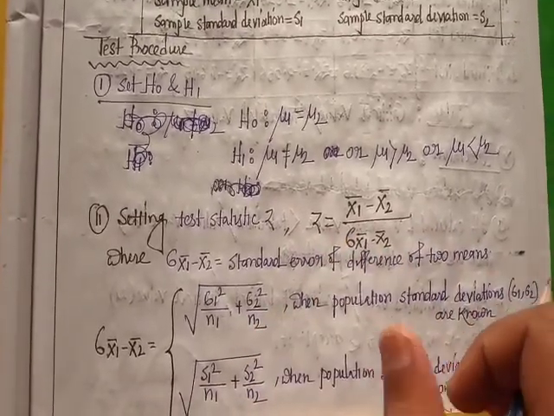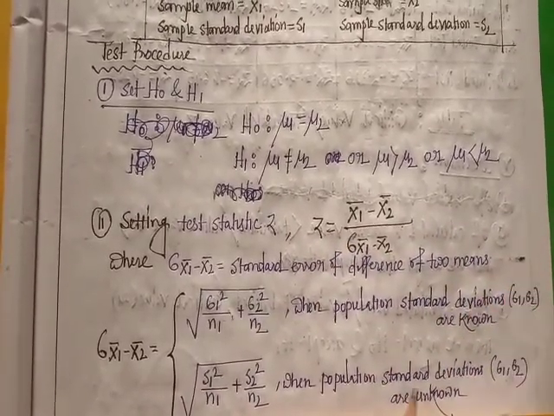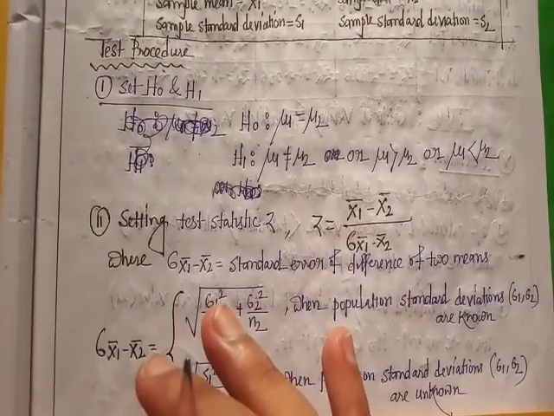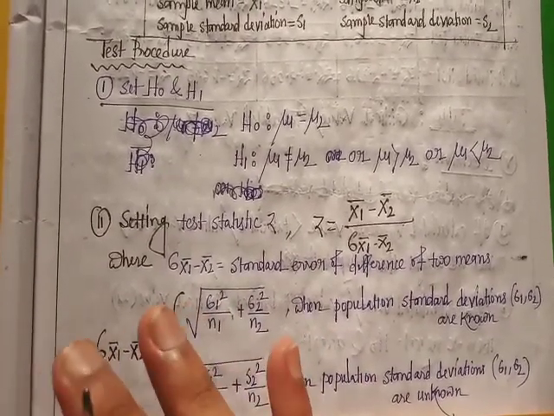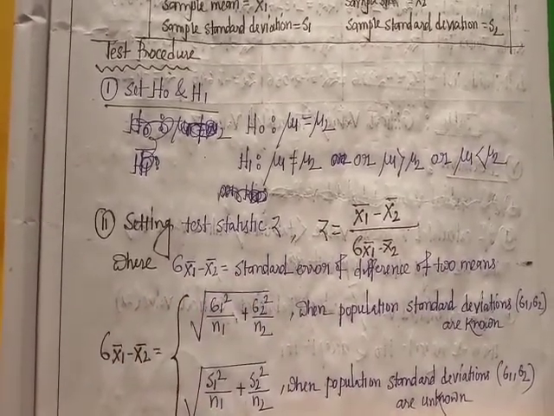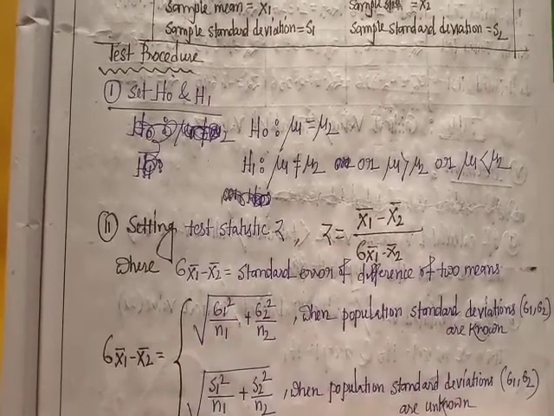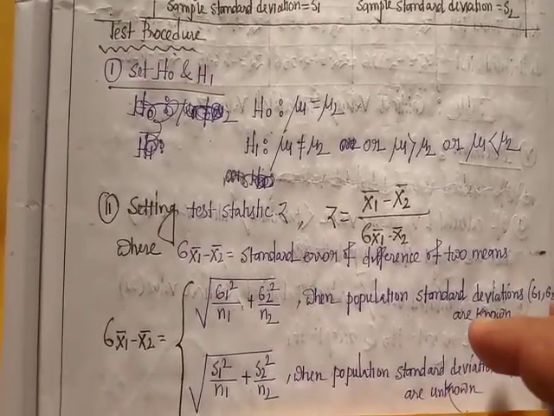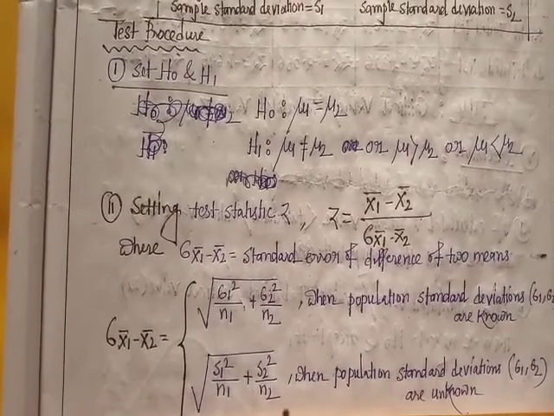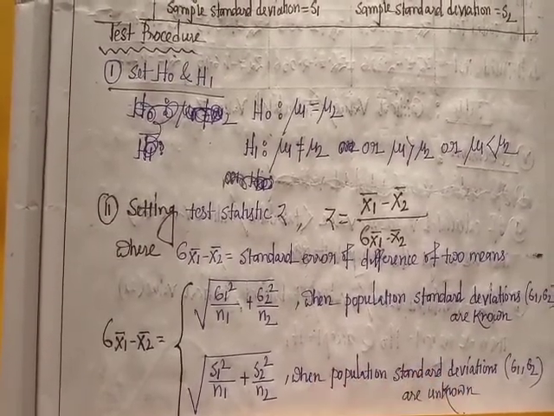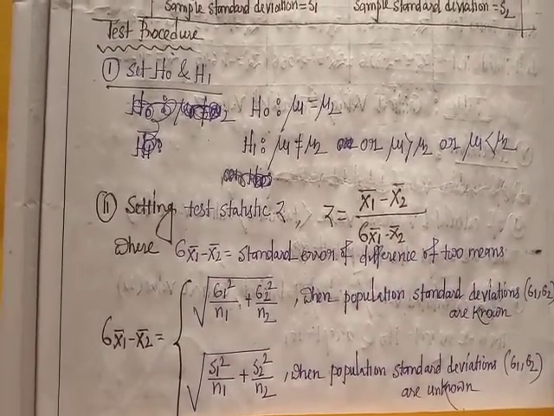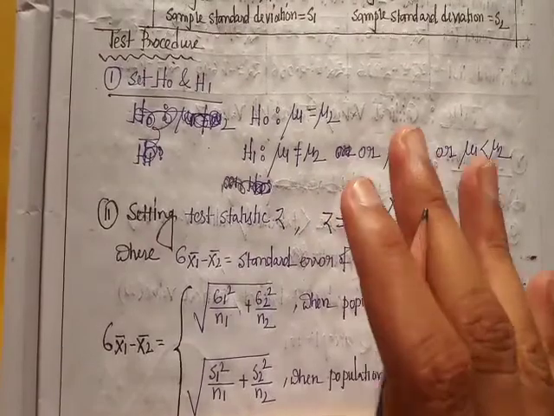Clear? When sigma 1 and sigma 2 are known, the value of sigma of x1 bar minus x2 bar is root over sigma 1 square by n1 plus sigma 2 square by n2. And when sigma 1 and sigma 2 are unknown, the value of sigma of x1 bar minus x2 bar is root over s1 square by n1 plus s2 square by n2. Okay, please remember this result.